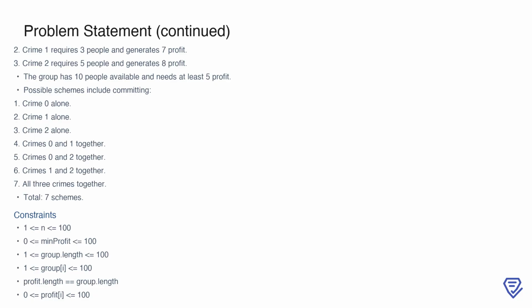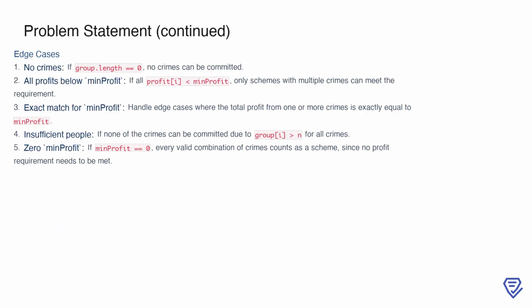Now that we've seen some examples, let's consider a few edge cases that may arise. Edge cases to consider include situations where no crimes can be committed, such as when the group array is empty. Another scenario is when all profits are below the required min profit, meaning only combinations of multiple crimes can meet the requirement. Additionally, there may be cases where the total profit from one or more crimes exactly matches the min profit, which must be handled appropriately.